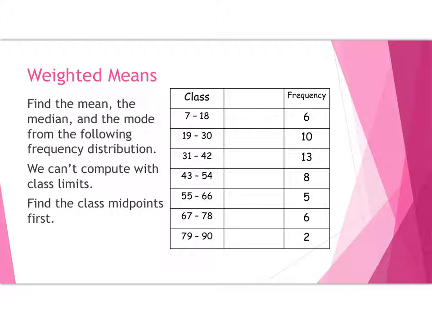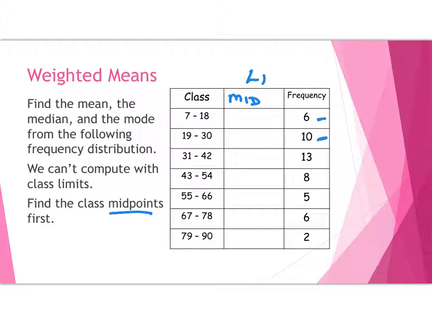Well, if I want to find a weighted mean, what that means is essentially this. If I've got a frequency distribution, I have 6 numbers that fall between 7 and 18. I've got 10 numbers that fall between 19 and 30. Therefore, I can't make up just any 6 numbers between 7 and 18. So if I don't have the actual data and I can't put random numbers between 7 and 18 in my calculator, the number I use is the midpoint. So we're going to find the midpoint for each class, and that's what we're going to put in L1.